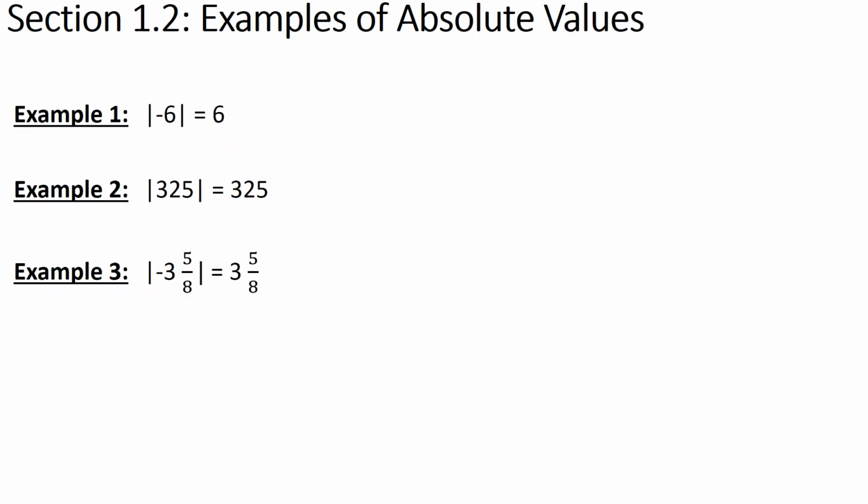Some examples here. The absolute value of negative 6 is 6. The absolute value of 325 is 325. Even with fractions, the absolute value of negative 3 5/8 is 3 5/8.